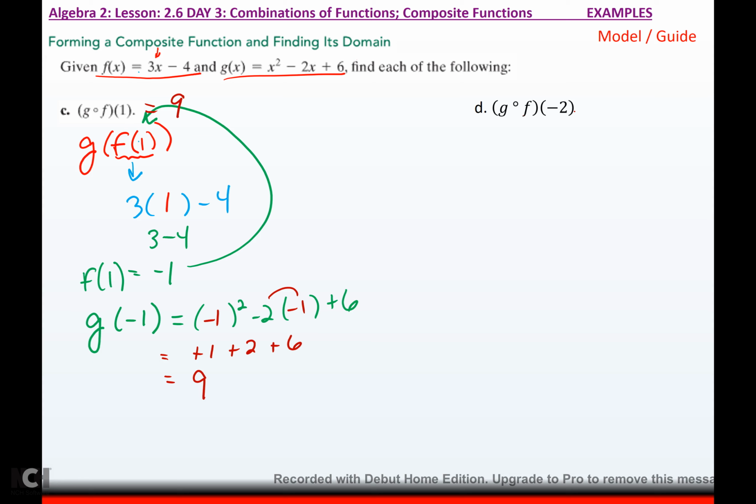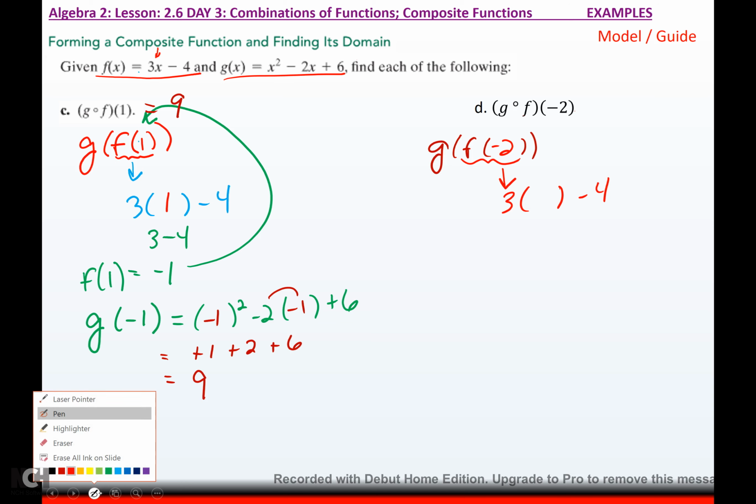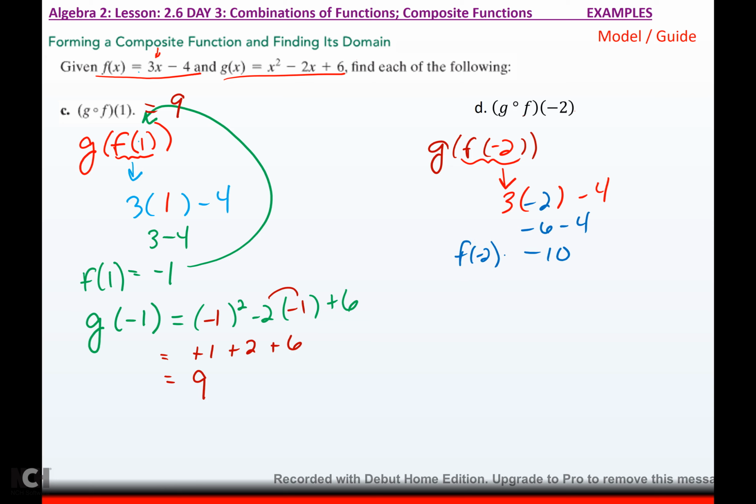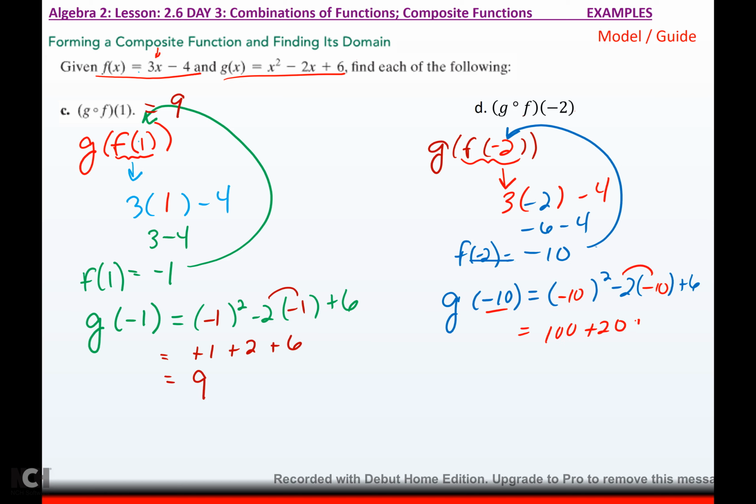Now to find g of f of negative 2, that means we're going to go to the f function and plug in negative 2. The f function says 3 times what you brought minus 4. I'm bringing a negative 2, which gives me negative 6 minus 4, which is negative 10. So f of negative 2 equals negative 10. If I plug that in, that says g of negative 10. Take the g function, take out all of the x's, and plug in what you brought, which is negative 10. If I square this, I get 100. Distribute that, I get 20. And that gives me 126. So g of f of negative 2 equals 126.